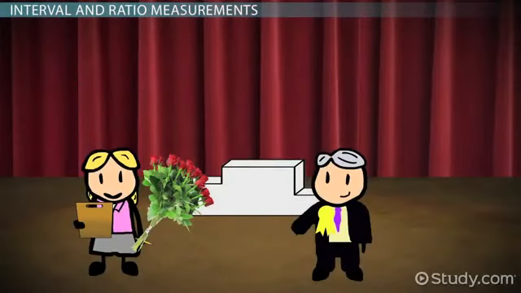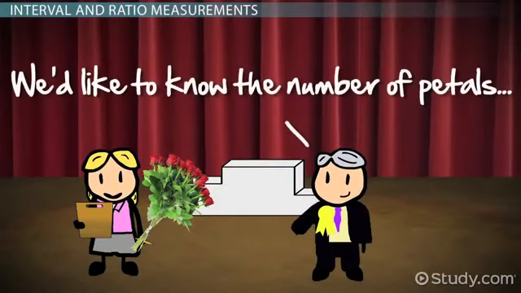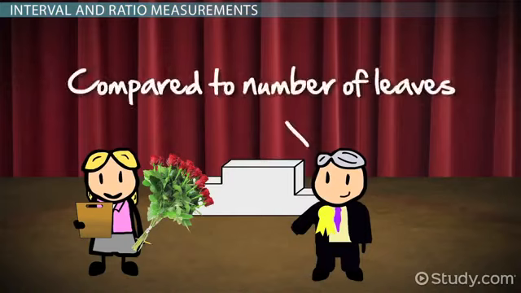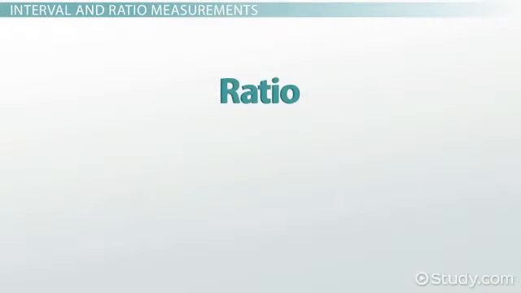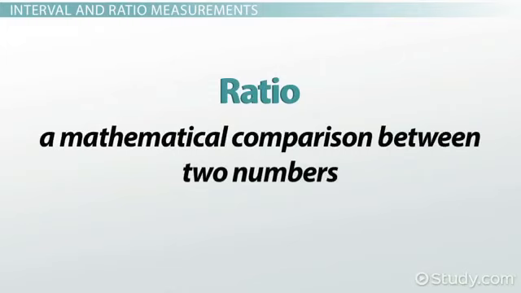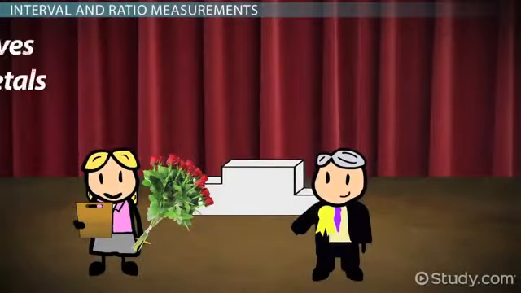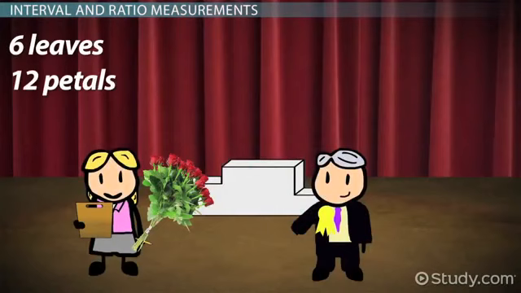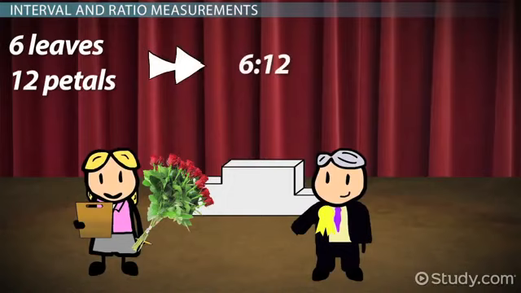For example, what if the competition managers want to know how many flower petals there are in comparison to the leaves? They can learn this by using another form of measurement called a ratio, which is a mathematical comparison between two numbers. This can be represented with a colon. However, we can take a ratio and manipulate it to gather more information about our data. For example, if Chloe has 6 leaves and 12 petals, then we could write that ratio like this, 6:12.